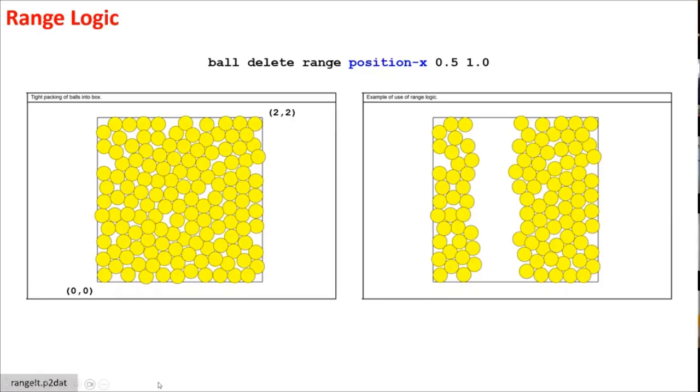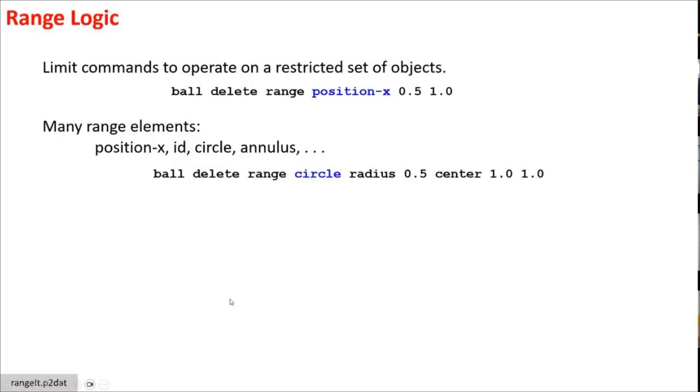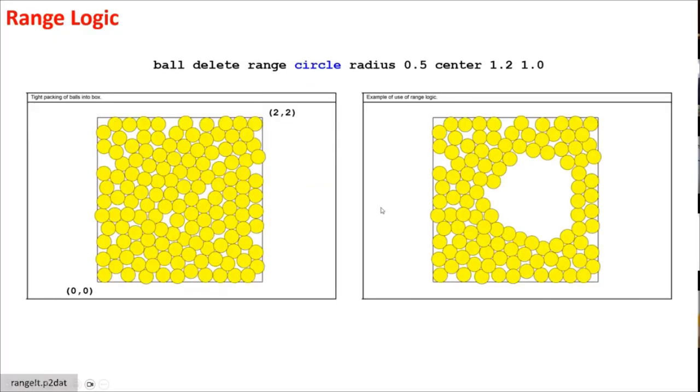And there's an example, right? Range it. There's many different, we call these range elements. The position, the ID. There's an annulus. There's, for example, a circle. So here, in the circle that has this radius and center, that's the range. So I want to delete the guys in that circle. Boom, circle, radius 0.5, center 1, 1. All the guys with centroids in there got deleted, right? So that's my range.